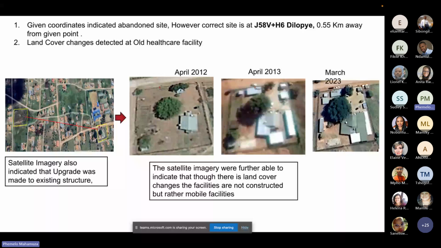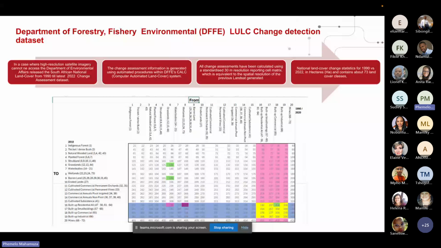Now, with my previous presentation, I think it was in September, one of the questions that I got from the audience was, but Pamela, if I can't code or I can't have access to these old imageries, what do I do if I want to validate healthcare facilities within a certain time period? Now, the Department of Forestry, Fisheries and Environment does have a data set, which is the land use land cover classification, and they basically use the same algorithm as I did.